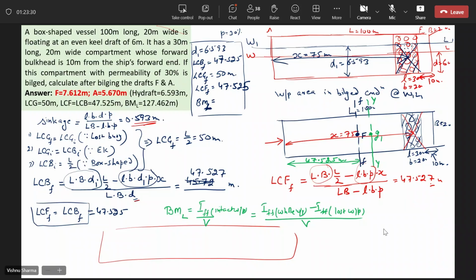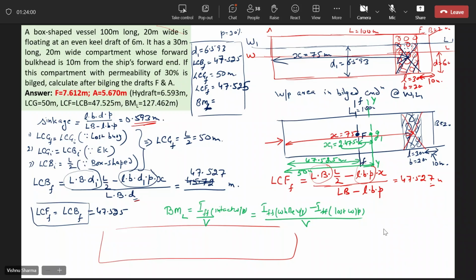G1, what is the distance of G1 from the after end? This is 50 meters. Correct? Am I right? Yes, sir. So what is the distance between the parallel axes? Let me call it X1. X1 is how much? It is 2.475 meters. Guys, you have to load the diagram properly, because when you start writing, everything will be readily available from the diagram.